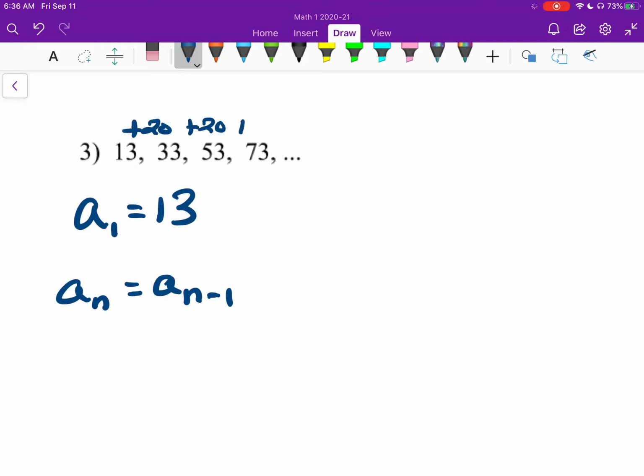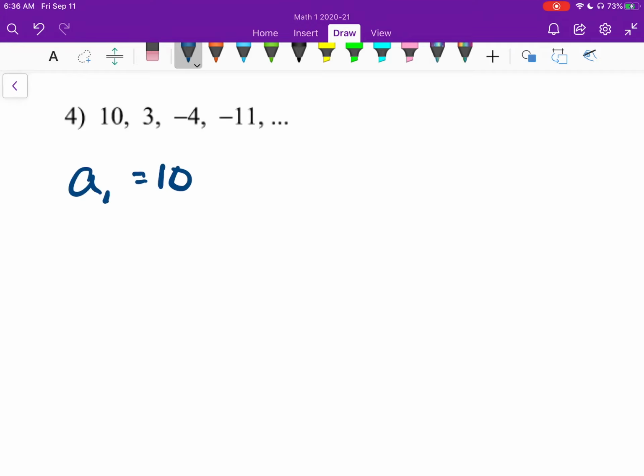All right, number 4. Well, a sub 1, that's going to be 10, right? That should be the easiest part of the problem. And with these being multiple choice problems, you should really quickly be able to eliminate some of the answers. Well, from 10 to 3, we subtract 7. From 3 to negative 4, we subtract 7. And from negative 4 to negative 11, we subtract 7 again. So each time we're subtracting 7, we could really quickly go, well, a sub n is equal to a sub n minus 1 minus 7.